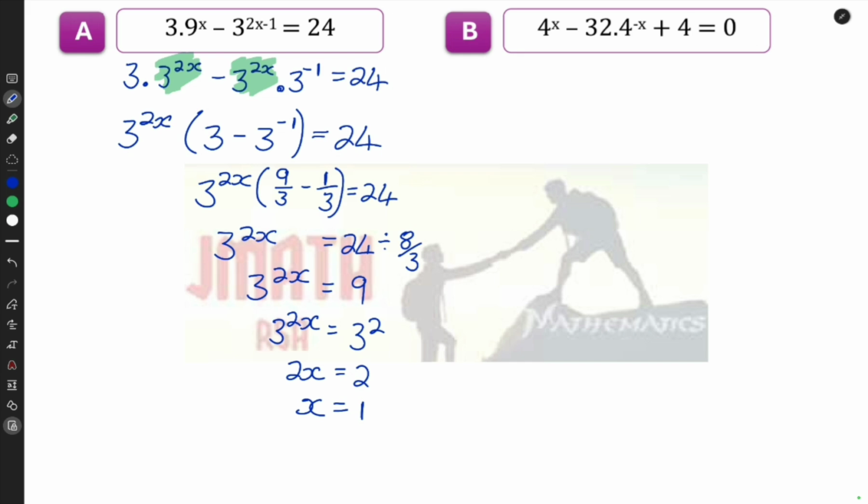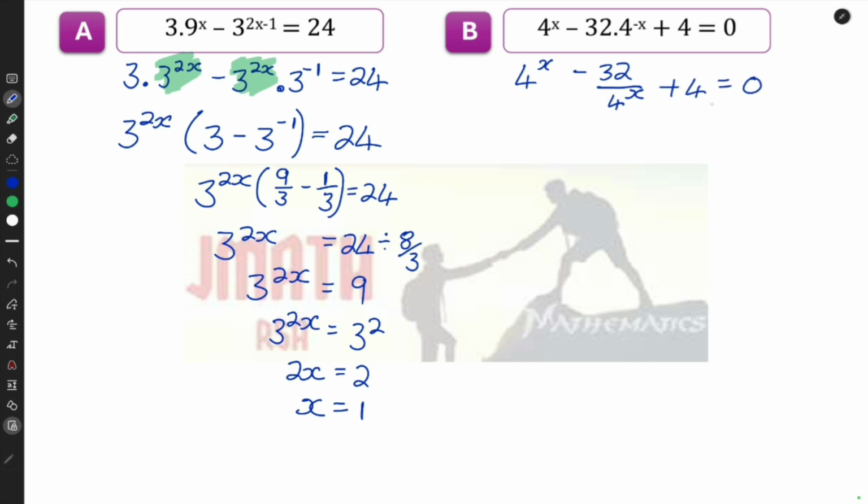So now I have a 4 to the power x and a 4 to the power minus x. There's nothing that's double the other one. So my brain tells me this is a common factor sum. But be very, very careful. Because of that minus, it changes everything. So let me rewrite this sum. 4 to the power x minus 32. Remember, a negative exponent brings the base down. So I can put it over 4x plus 4 equals 0.